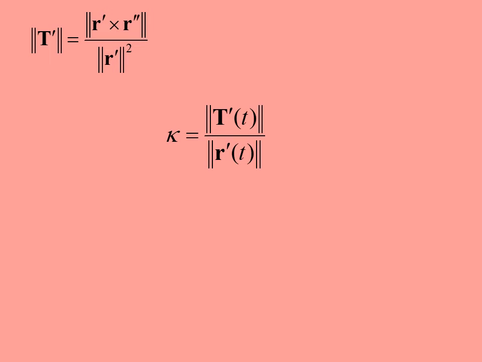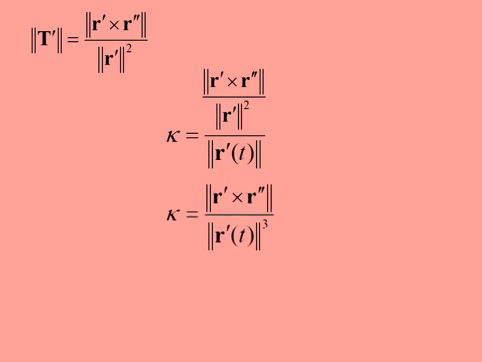So here was the first equation, kappa, magnitude of T prime. What are we going to use instead of magnitude of T prime? That's stuff we just came up with. Simplifying that, we get this expression. So that is our third definition for curvature.